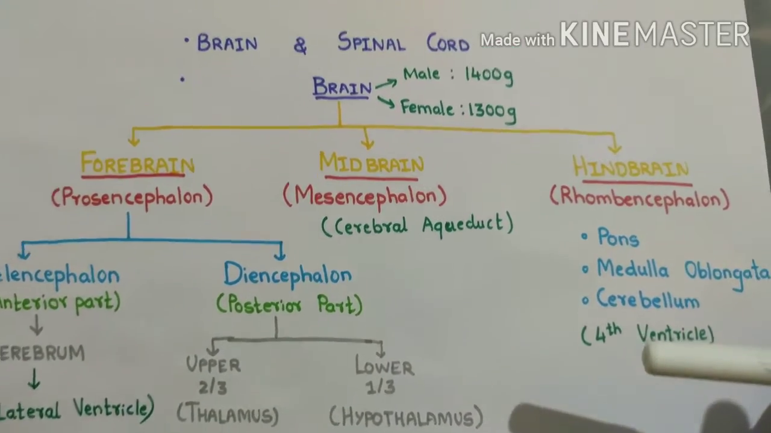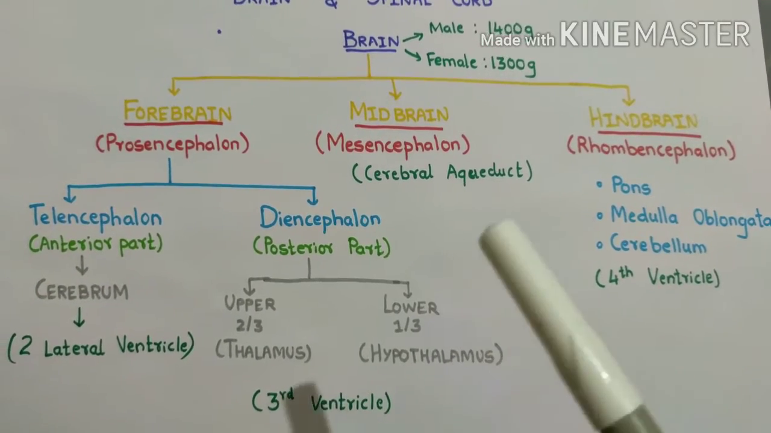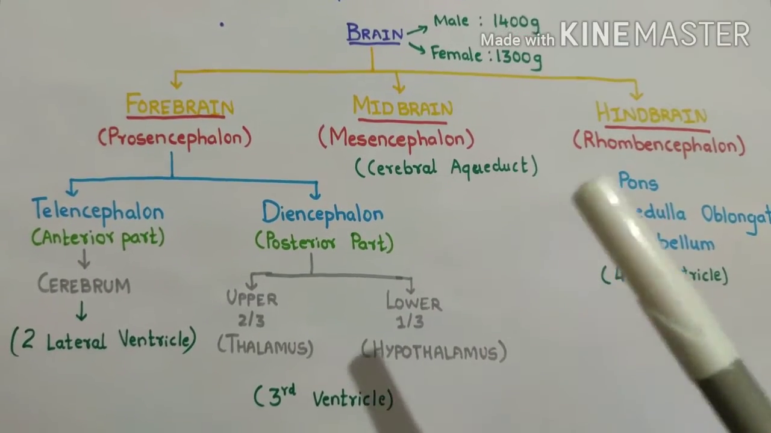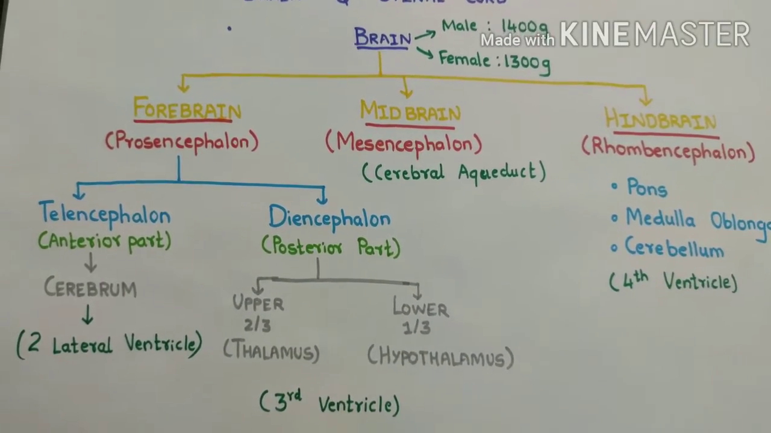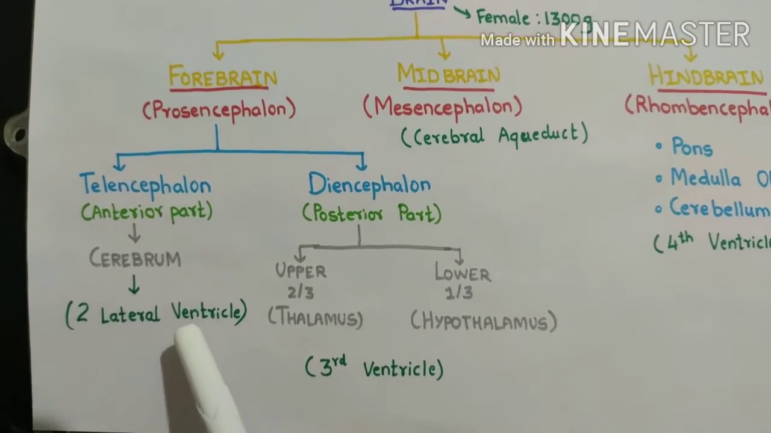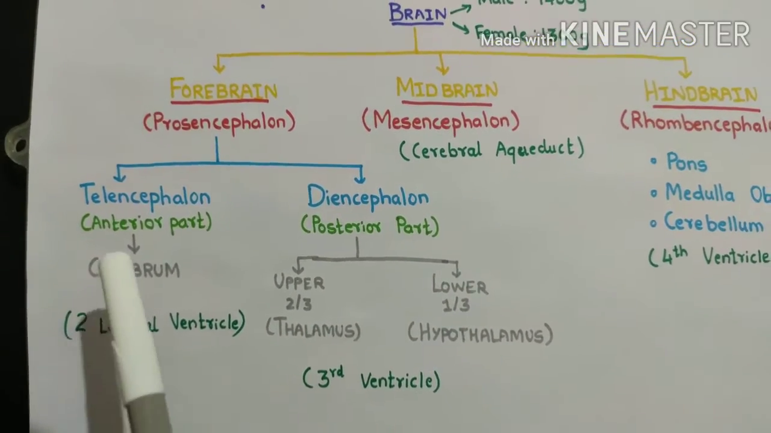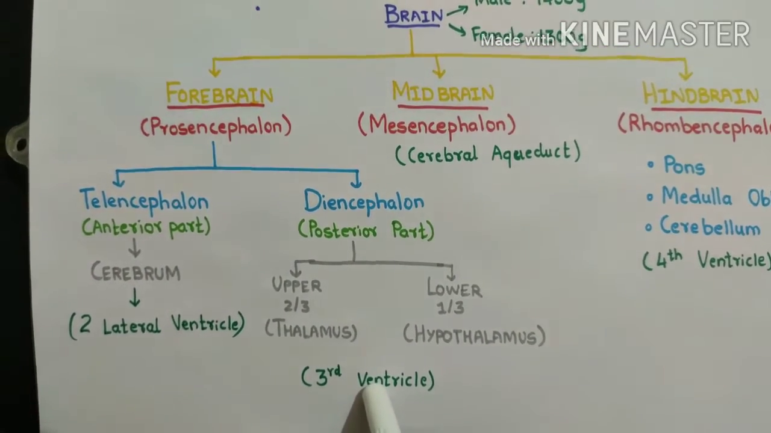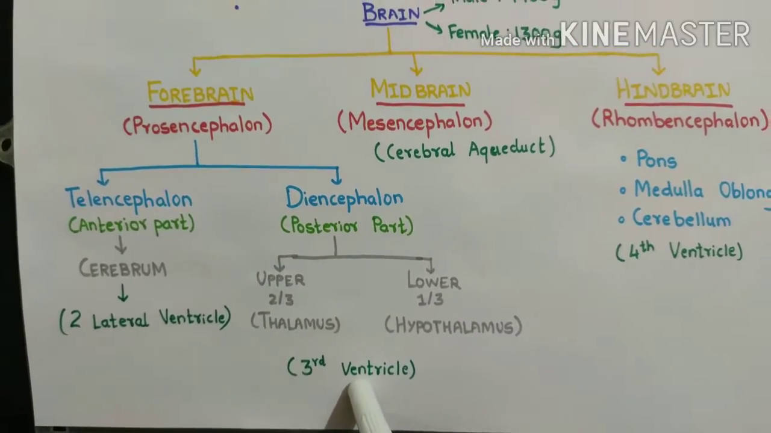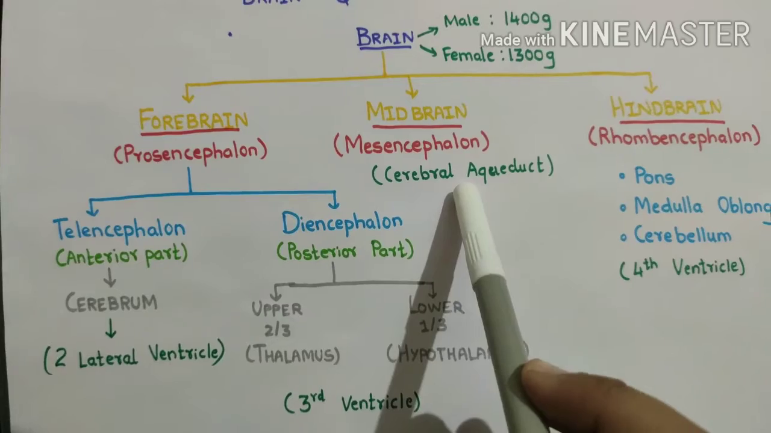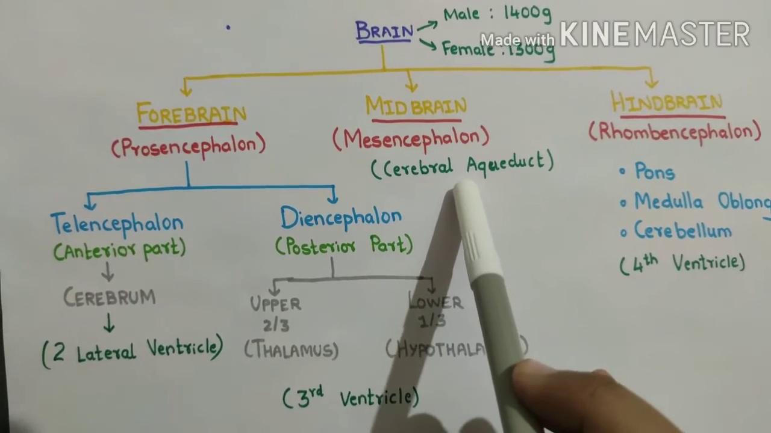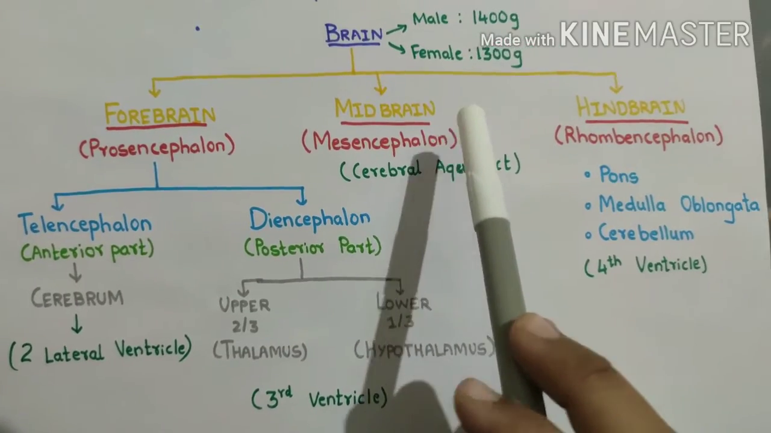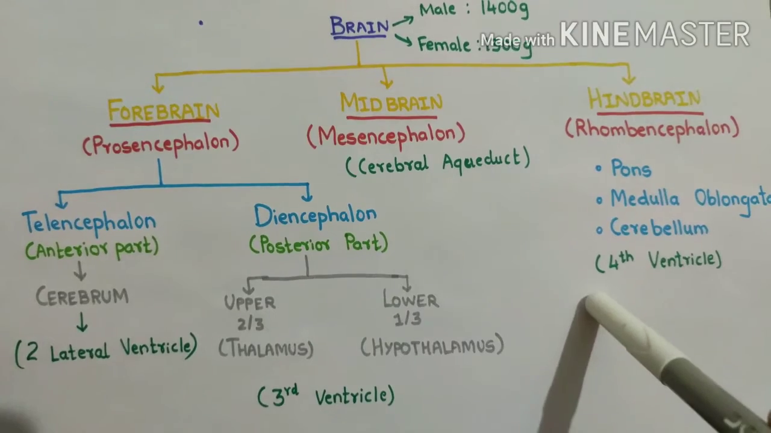Now, the cavities in brain which secrete and circulate the CSF or cerebrospinal fluid are known as ventricles. In each cerebral hemisphere lies lateral ventricle. So in cerebrum there lie two lateral ventricles. Within the diencephalon there lies third ventricle. As midbrain is very small, the ventricular cavity is like a duct. So it is known as cerebral aqueduct in midbrain. Within the hindbrain, there lies fourth ventricle.